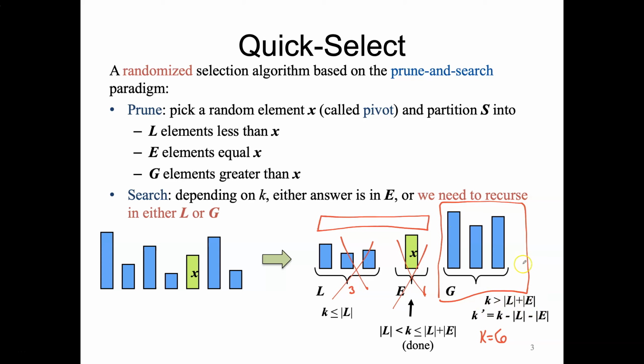But when we recur in G, we're no longer looking for the 6th smallest element in G, because we just got rid of the first 4 smallest elements. So in G, instead of looking for the 6th smallest element, we're now looking for the 2nd smallest element. How we come up with that new K value when we recur is whatever our K value was before, minus however many items we just got rid of that are smaller. So this is however many items we had in L and however many items we had in E.